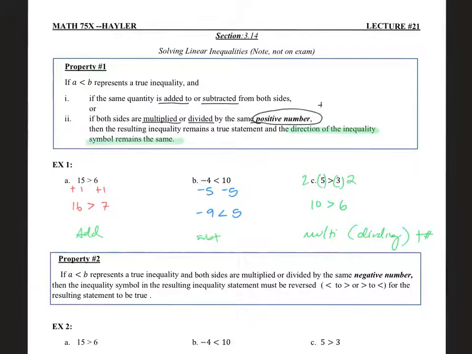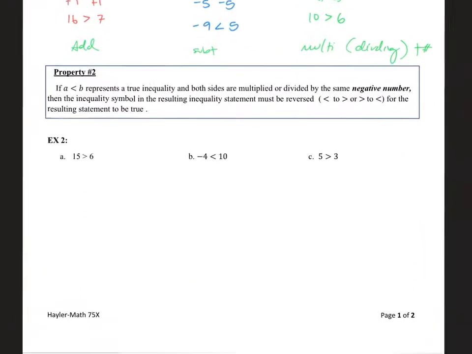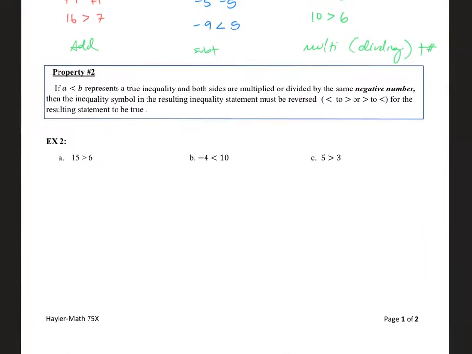And that's one of the key components that will differ for property 2. In property number 2, if A less than B represents a true inequality, and both sides are multiplied or divided by the same negative number, then the inequality symbol in the resulting inequality statement must be reversed. So if it was a less than, it has to move to a greater than, or if it was a greater than, it needs to move to a less than. You might be like, what? Why?